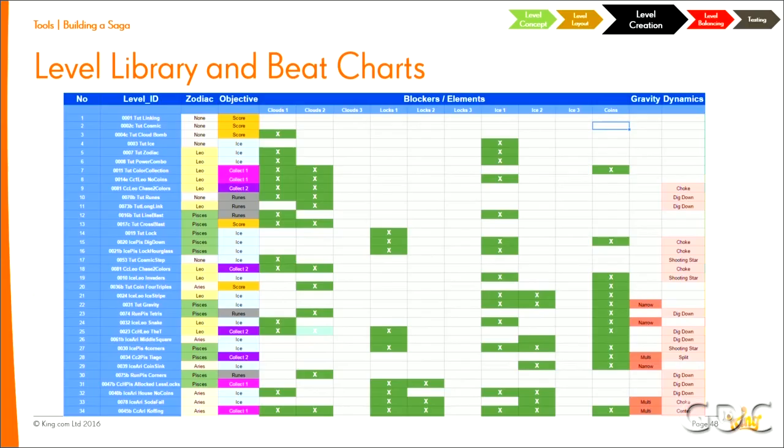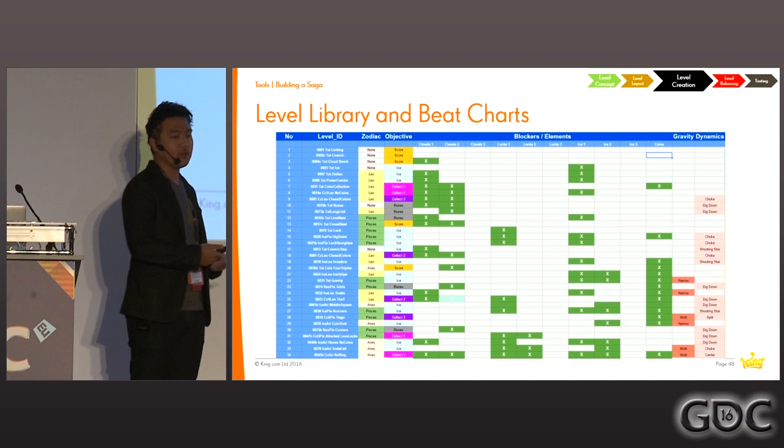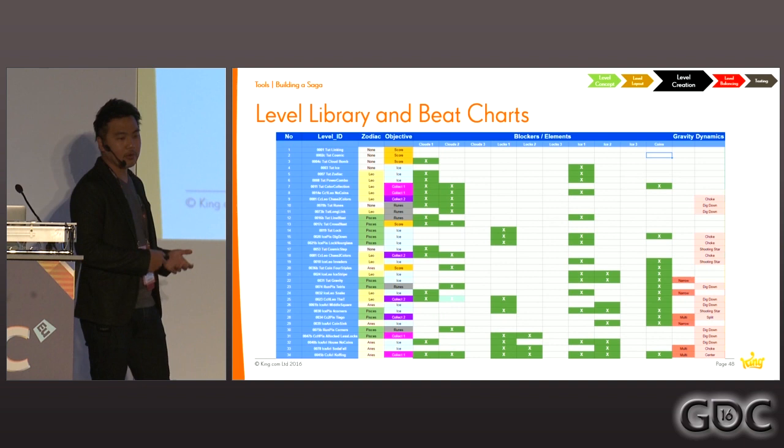One thing that's super useful for us is having level libraries and having beat charts. So this is an example of one of our level libraries where you can see that it's an Excel sheet that has all the levels listed. It shows you all the different game modes, and this is the permutation of all the different blockers that we use for the level. What is super convenient here is that because we have this in an overview and we are creating a progression, for example, let's say it's about blocker X, it's about clouds, then we need a level with clouds, we need a level with clouds and this game mode, or we need a level when clouds are combined with another blocker, for example.